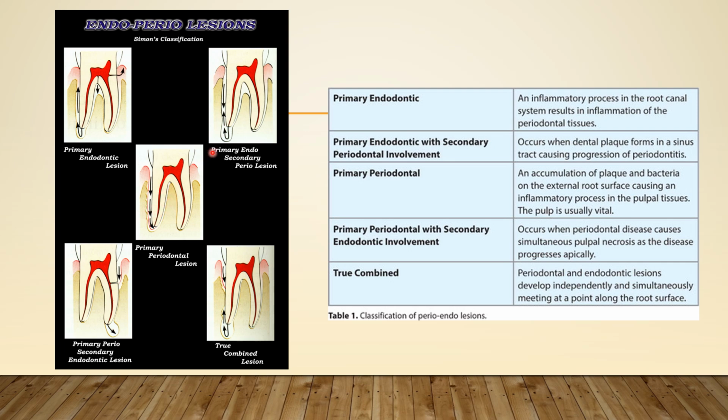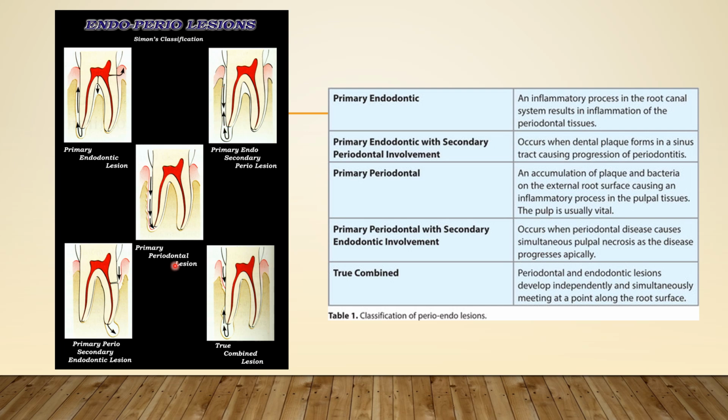Then what is primary endo with secondary perio? That you can see. So in the primary endo, there is the pulpal inflammation or pulpal necrosis, which leads to a sinus tract, and which causes progression of periodontitis or retrograde periodontitis. You can see that this infection from the root canal system is getting drained through the periodontal ligament space, and this causes secondary periodontal involvement.